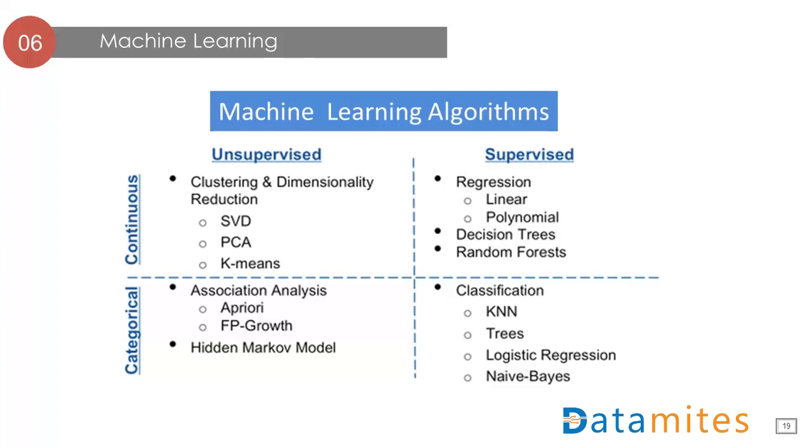Unsupervised, you have clustering, dimensionality reduction. Categorically, you have association analysis, and you have a Markov model. We will see each and every model. We run them. If time permits, I can run a couple of the models. Let me see. What is the next slide?